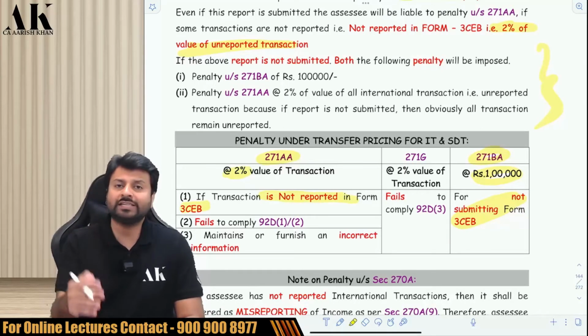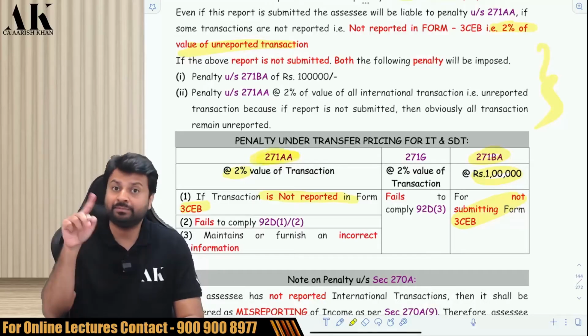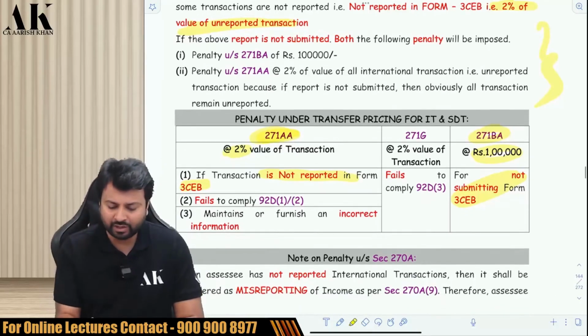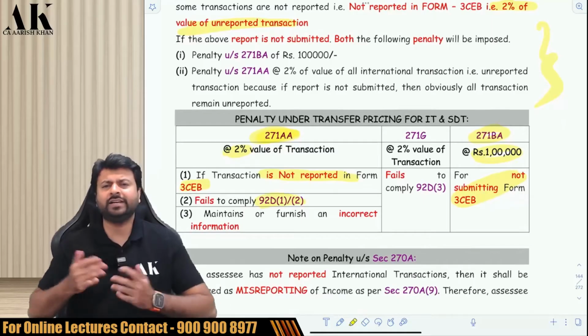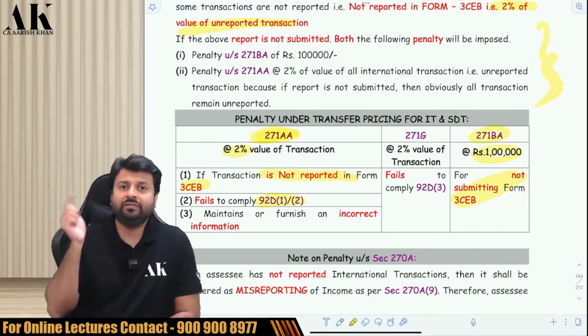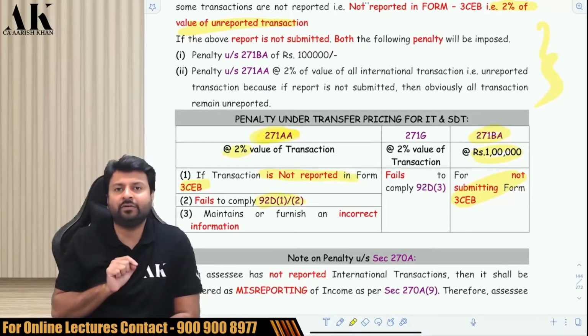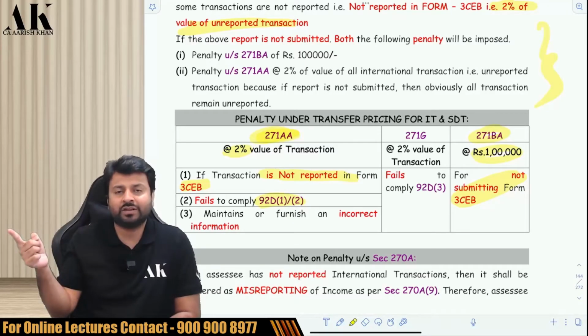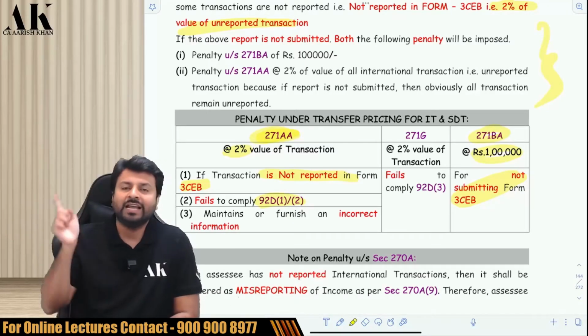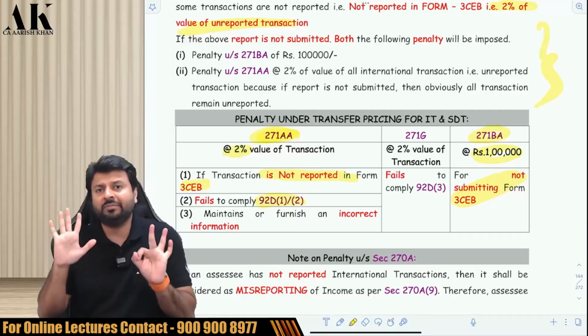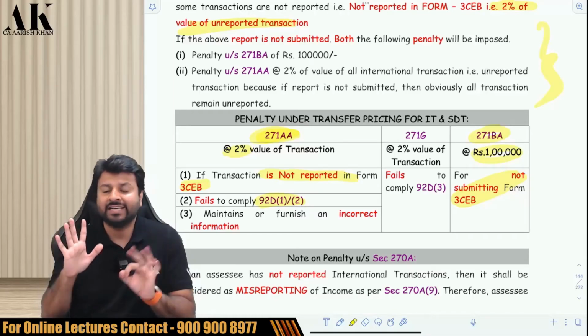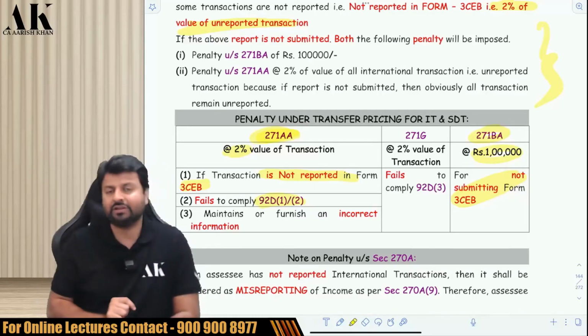There are 2 more reasons because of which 271AA can be imposed on you. One is what? 92D1 and 92D2. What is 92D1 and 92D2? Let me tell you. If you do not maintain all the documents as per 92D1, if your transaction value is more than 1 crore, still you are not maintaining all the documents. And 92D2 talks about if you do not maintain the documents for a period of 8 years, then you will be liable for a penalty of 2% of the value of transaction.